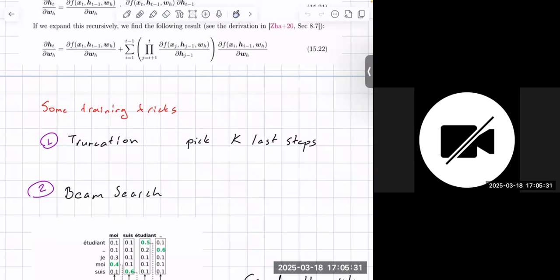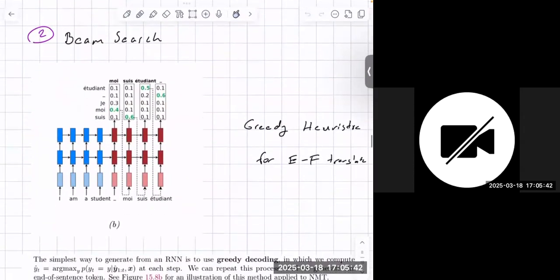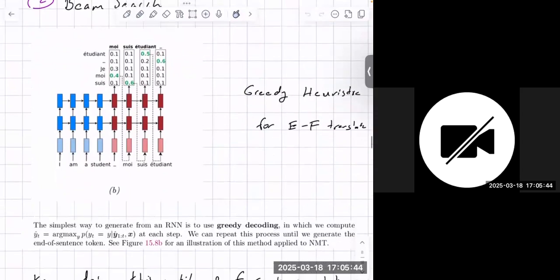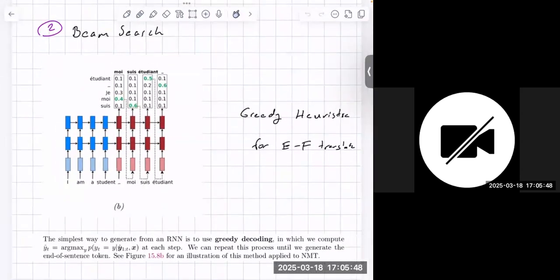But as soon as you see truncation, you need to be careful. In this case, after experimentation, people realized they need to invent new tricks. One of them is called beam search. Let me motivate it before I tell you what that is.